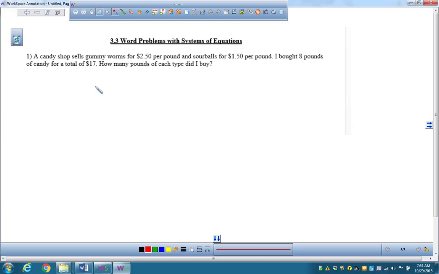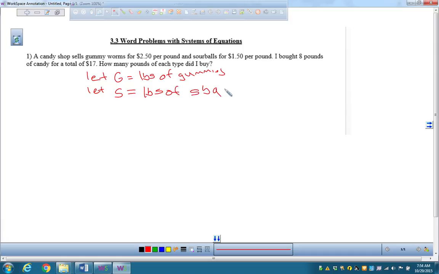Okay? So you have to set up your variables first. So let G equal the pounds of gummy worms. Pounds of gummies, because that's what you're trying to find. And what's the other thing I'm looking for? Sour balls. Those used to be my favorite when I was a kid. That's pounds of SBs, okay? So who could give me one equation?